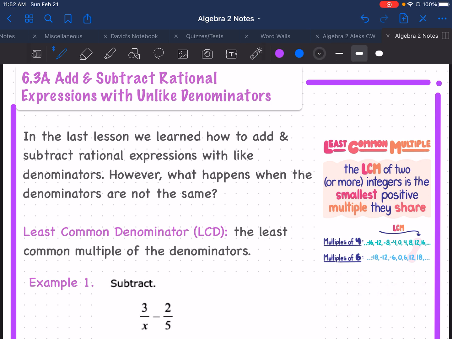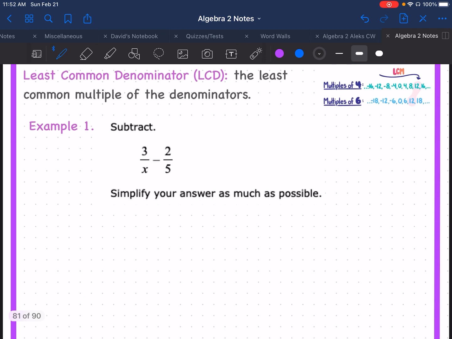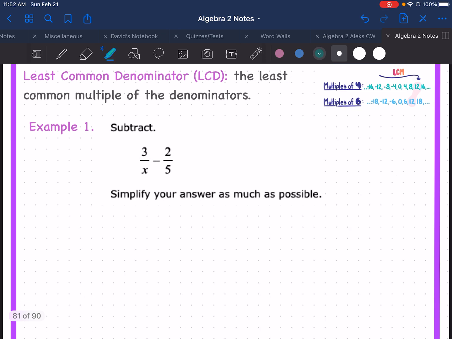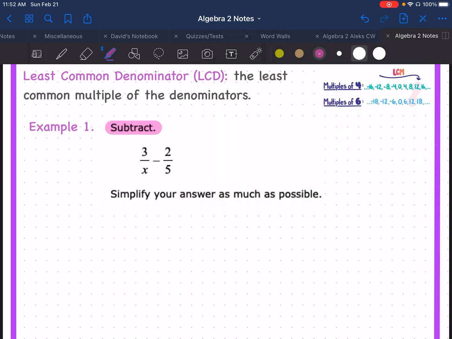I'm going to start with some very simple examples, and then we'll work our way up. Okay, so this is an example straight off of your Alex assignment, and it's asking you to subtract. I'm going to use my highlighters as much as possible to help me out. And I just have to remind myself that I am subtracting. Remember how we practiced looking at the denominator in the last one, but these denominators are not the same. These denominators are totally different. One is a variable, the letter x, and one of them is a number, 5.